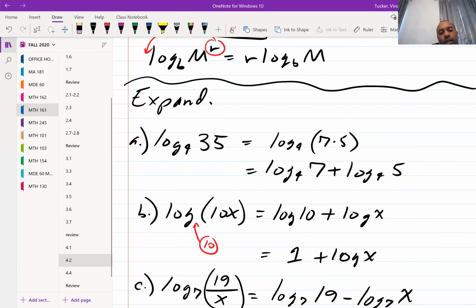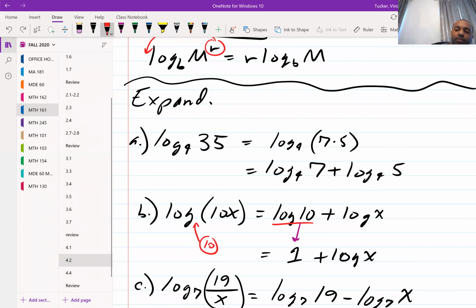So I did the same thing here. We have log of 10x. Don't forget, when you don't see anything, remember, this is what was here. They assume you know that the base is 10. So I broke it up to write it as simply as possible: log of 10 plus log of x. And the reason is because of that log base 10, because log base 10 of 10 will simplify to just 1.